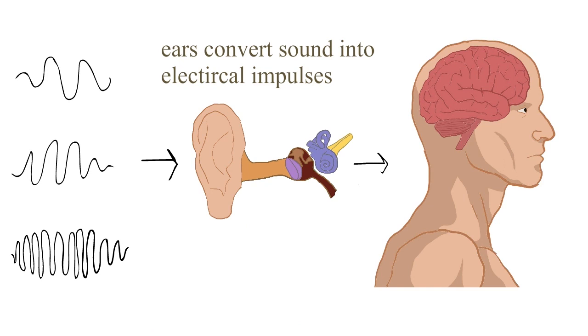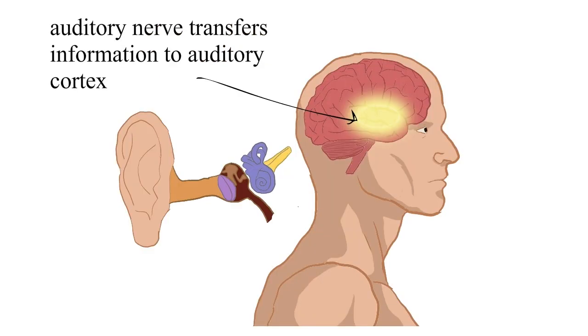The electrical impulses generated by the hair cells are transmitted to the brain through the 8th cranial nerve, also known as the auditory nerve. The auditory nerve carries these electrical signals to various regions of the brain responsible for auditory processing, including the auditory cortex.